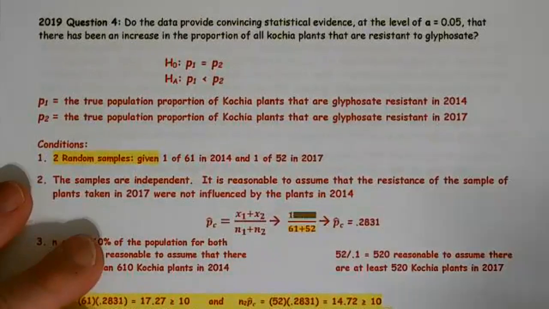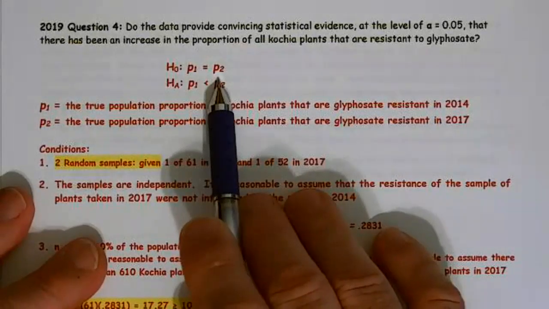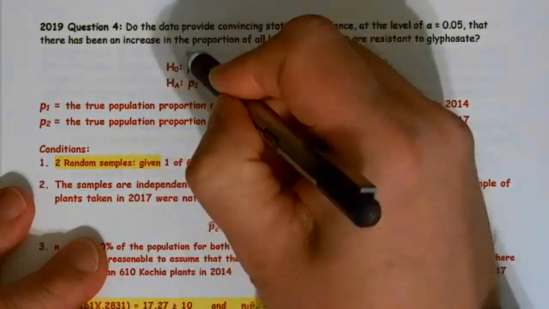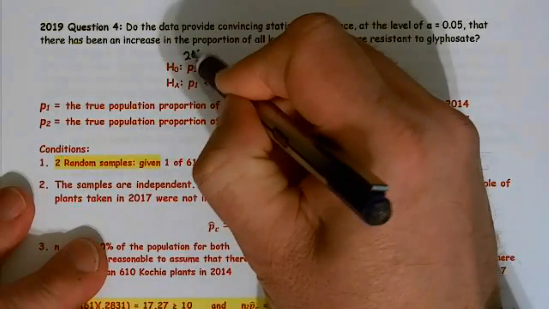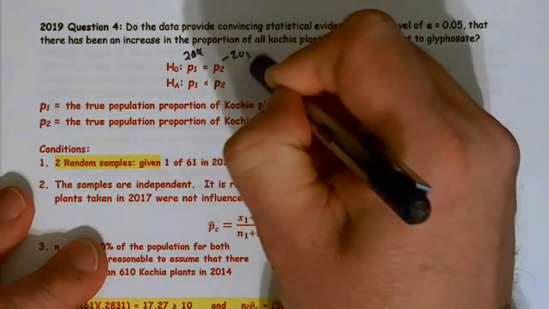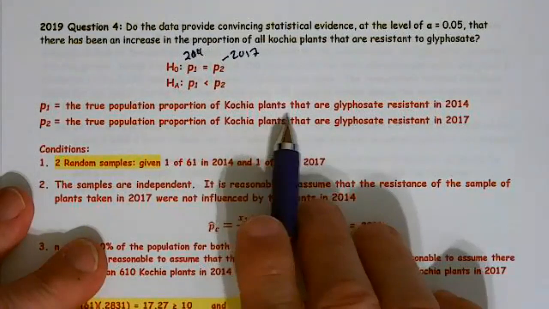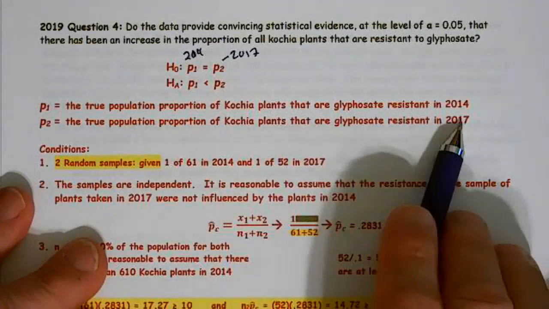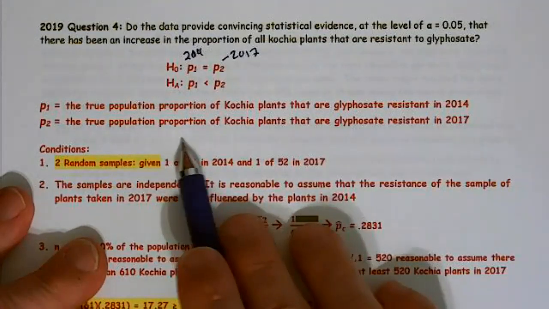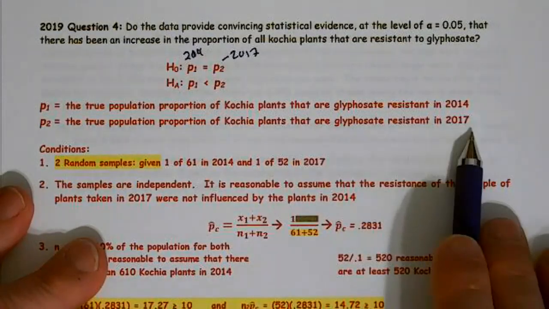So P1 equals P2, and P1 is less than P2. And I'm defining P1 as 2014 and this as 2017. So P1 equals the true population proportion of cochea plants that are glyphosate resistant in 2014. And P2, the true population proportion of cochea plants that are glyphosate resistant in 2017.